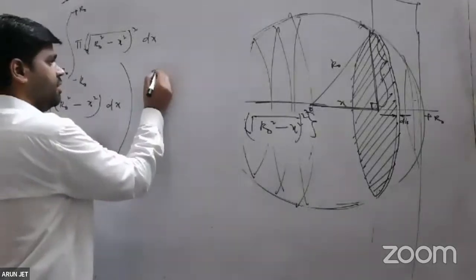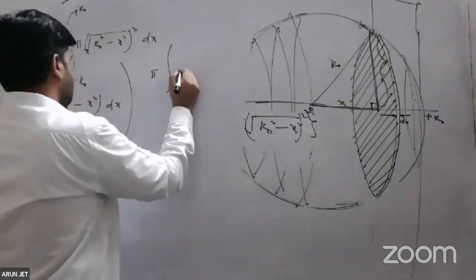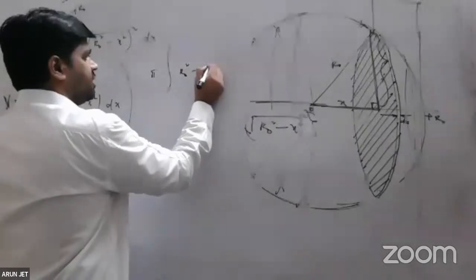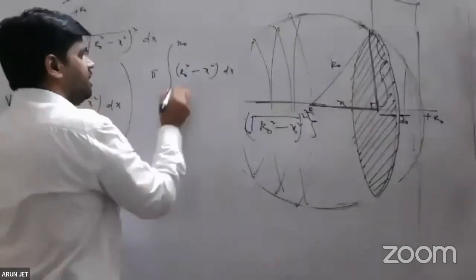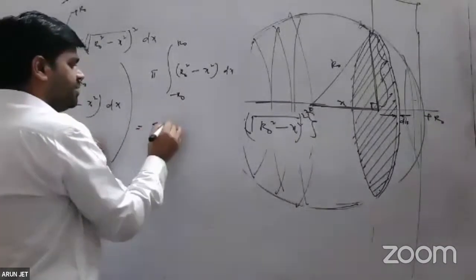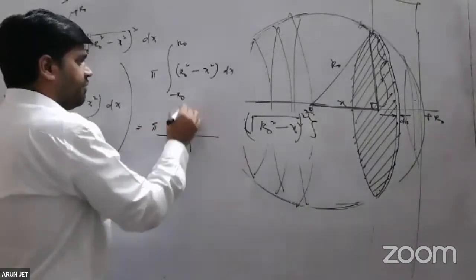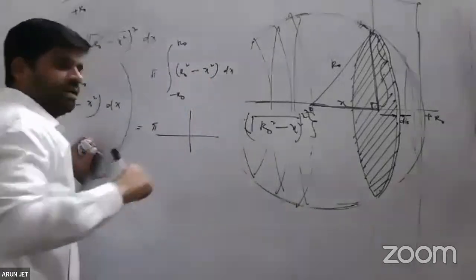So pi times integral r square minus x square dx from -r0 to r0 is equal to pi times area under the graph. Which graph? R square minus x square graph.